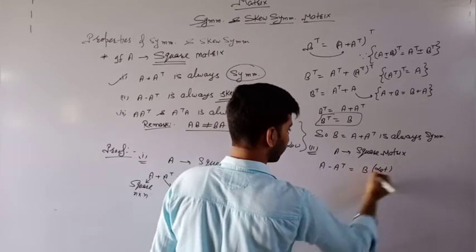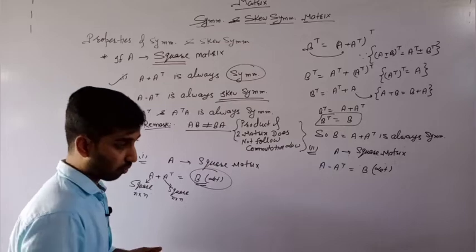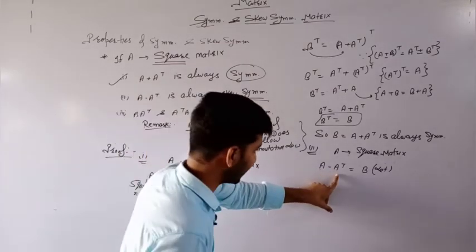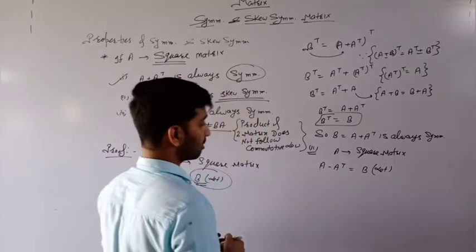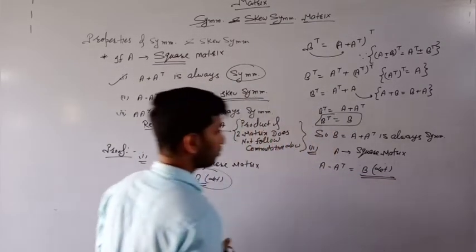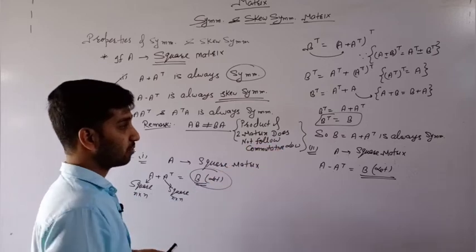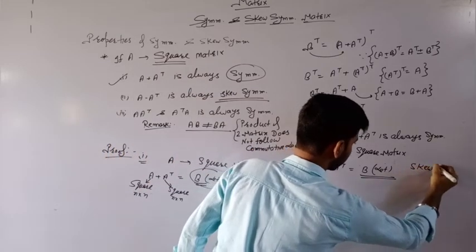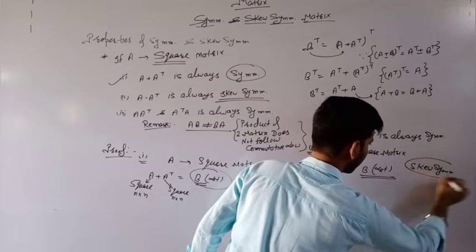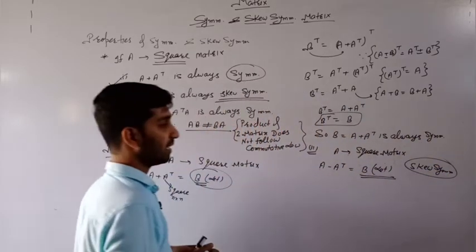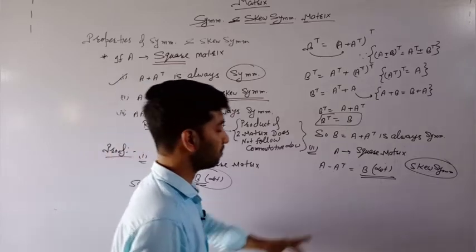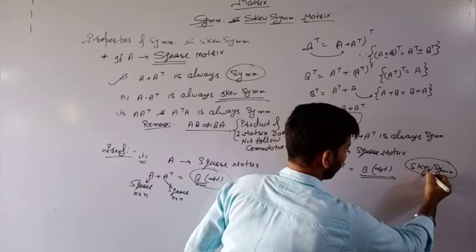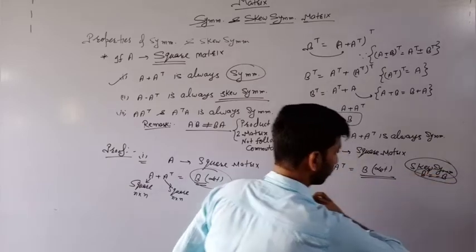Let B be A minus A transpose. It means that if we want to prove that A minus A transpose is skew symmetric, we have to prove that B is skew symmetric. What is the definition of skew symmetric? If we want to prove B is skew symmetric, then we have to prove that B transpose is equal to minus B.